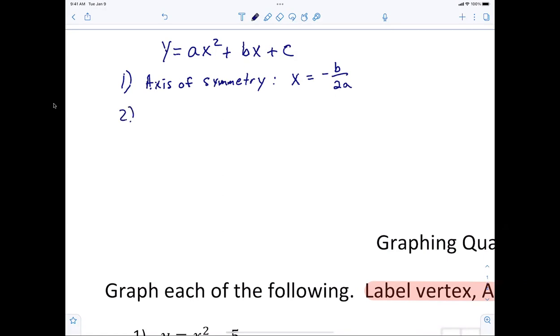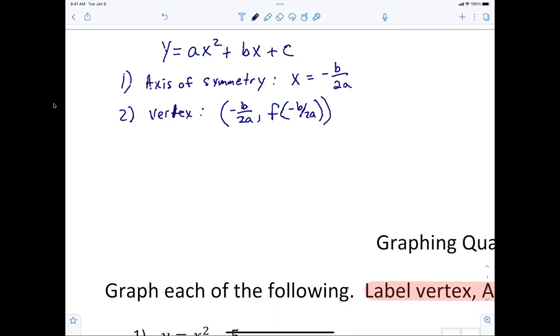Next, you calculate the vertex. The vertex is located on the axis of symmetry. So that means that the coordinate is going to be negative b over 2a, comma, f of negative b over 2a. Now, what the f of negative b over 2a means is it just means that you plug the x value into the original equation. That's what that means.